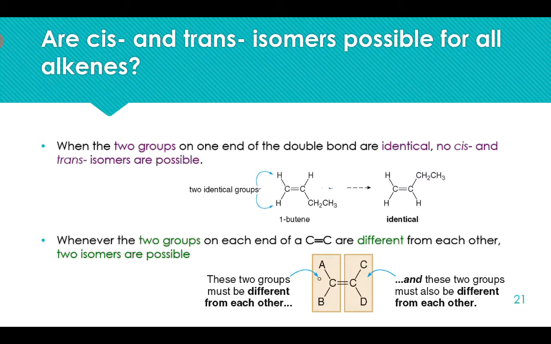Instead, we need to have different groups on these carbons. So if on each end, A and B are different from each other, and C and D are different from each other, then we can have cis and trans isomerization possible. So you need different groups on each carbon. A and C could be the same, A and D could be the same, that's okay. But A and B need to be different, and C and D must be different.